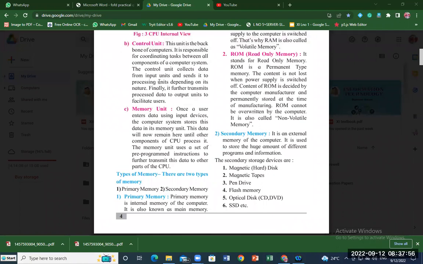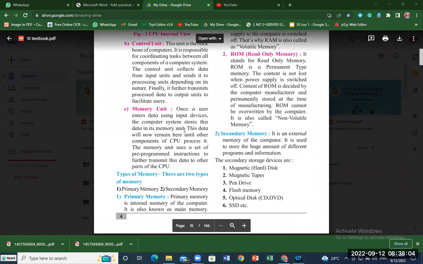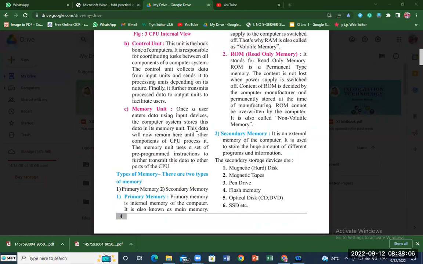Next is the memory unit. Once a user enters data using input devices, the computer system stores this data in its memory unit. This data will now remain here until other components of the CPU process it, right? Unless and until we want that data to be stored somewhere in our hard disk, in our D drive, C drive, or in my pen drive, it will be saved in the memory unit, in the temporary unit.